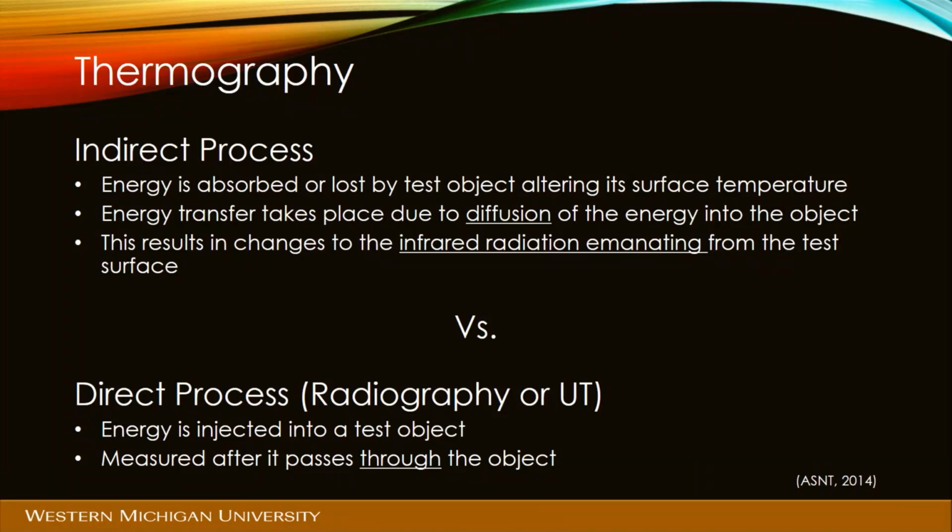For thermography, it's what's called an indirect process. Our part has to absorb energy, whether we put it in an oven, in front of a heat lamp, or out in the sun. And then the part is going to lose energy. You take it out of the oven, away from the heat lamp, or move it into the shade. But that energy was stored, built up in the part.